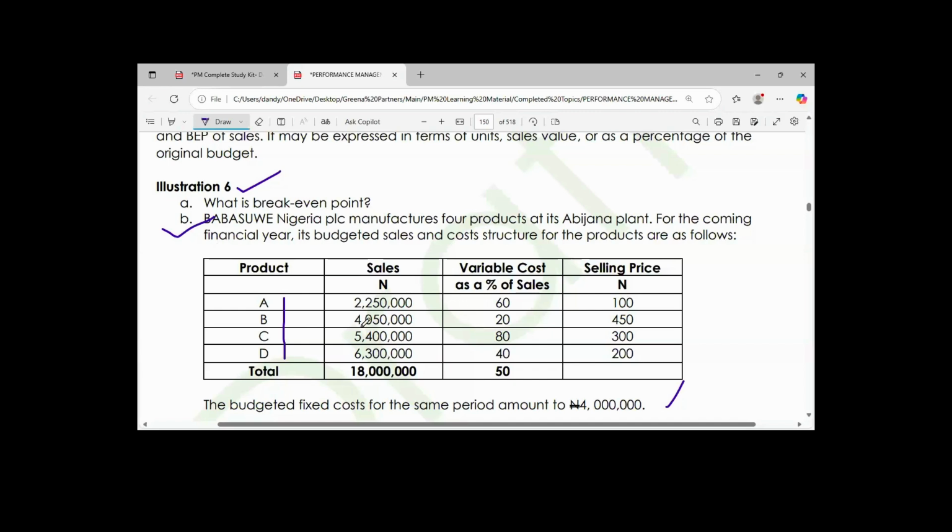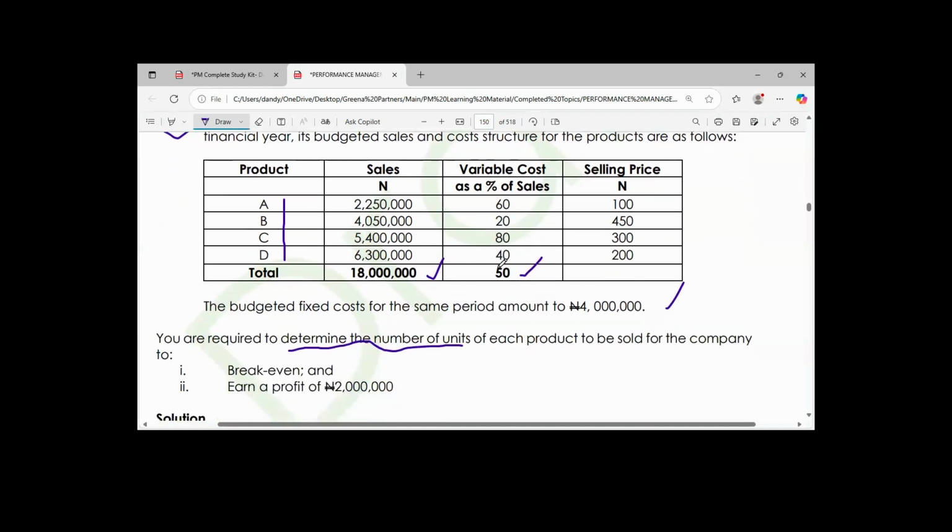When you look at the total sales given in this question, it is 18 million naira. You are told that variable cost is 50% of total sales. So if variable cost is 50%, then contribution margin ratio is also 50%, because 50% of 18 million will give you 9 million. 9 million divided by 18 million is 50%. So there's no need for you to stress yourself on this. Contribution margin ratio is 50%. Why is it 50%? Because variable cost is 50%.